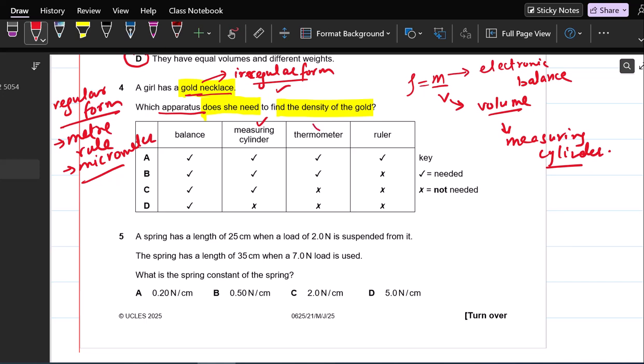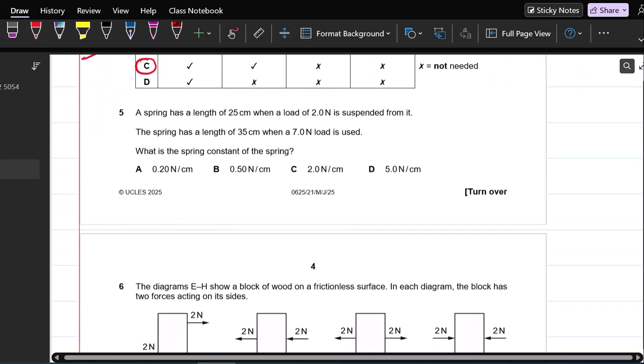So a thermometer is not used for the measurement of density, a ruler is not going to be used. So we need a balance and a measuring cylinder, so C is the right option here. Moving to question number 5.